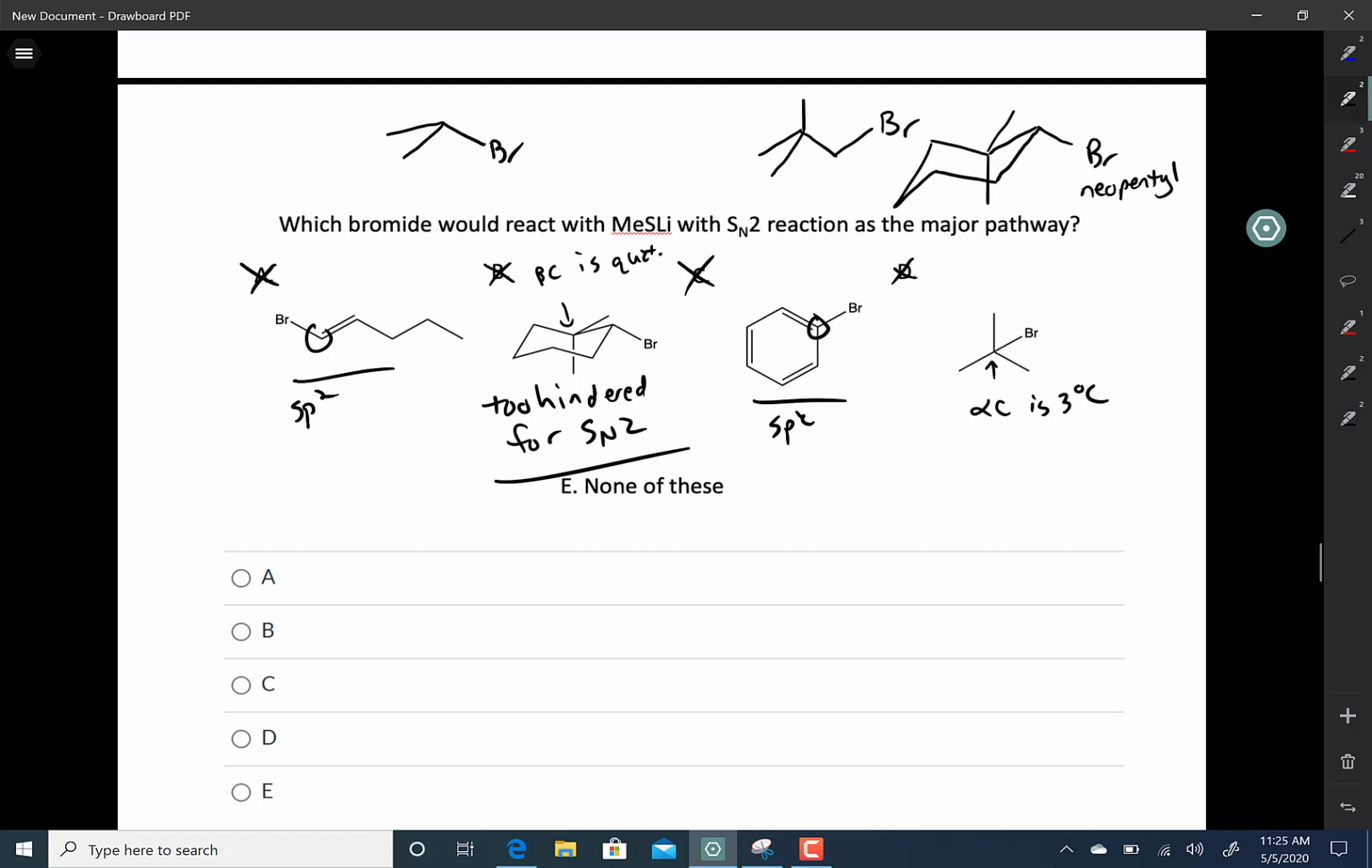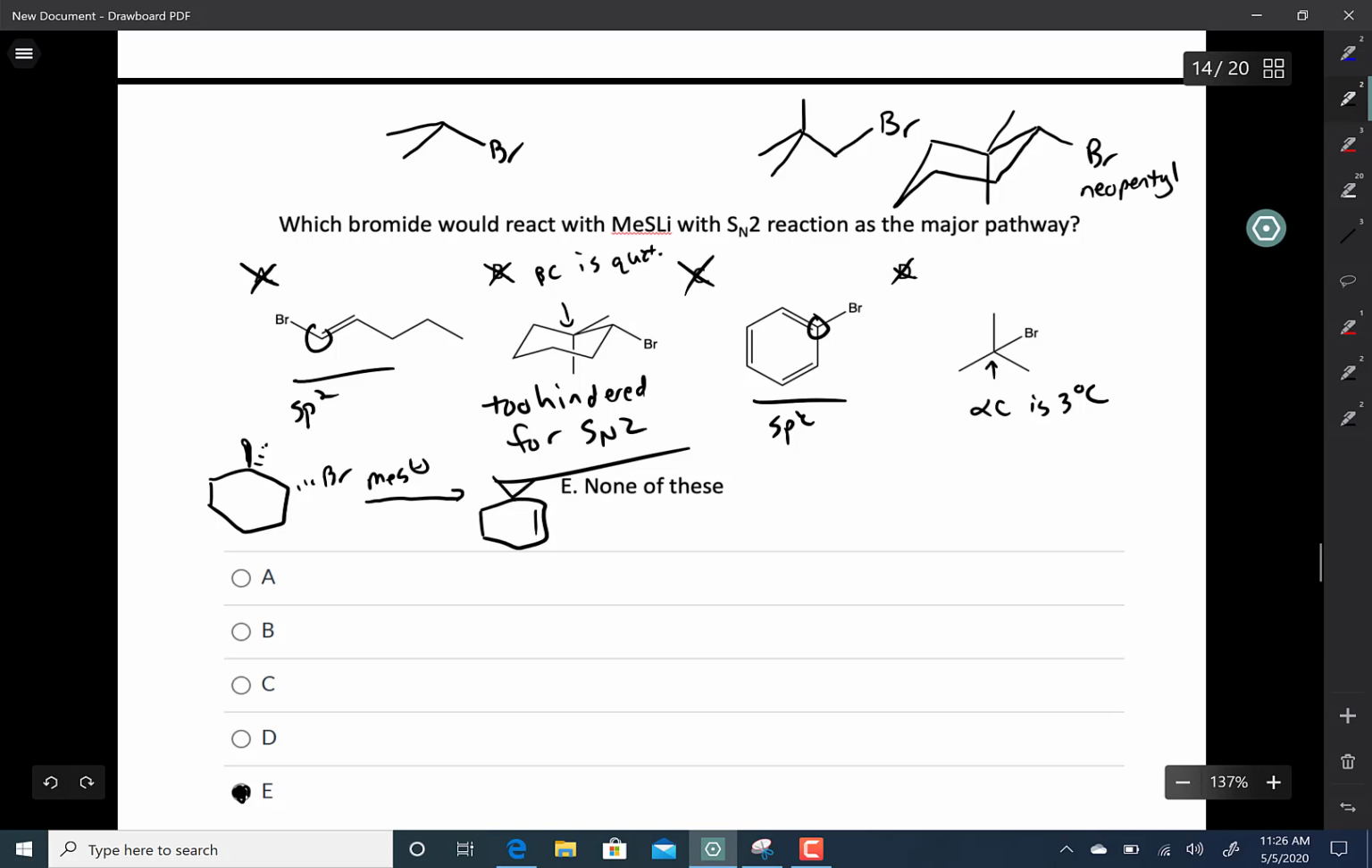So the answer here is E, that none of these can react with SN2. If you try to do this reaction with this, you wouldn't get the SN2 reaction. The major product would be E2.